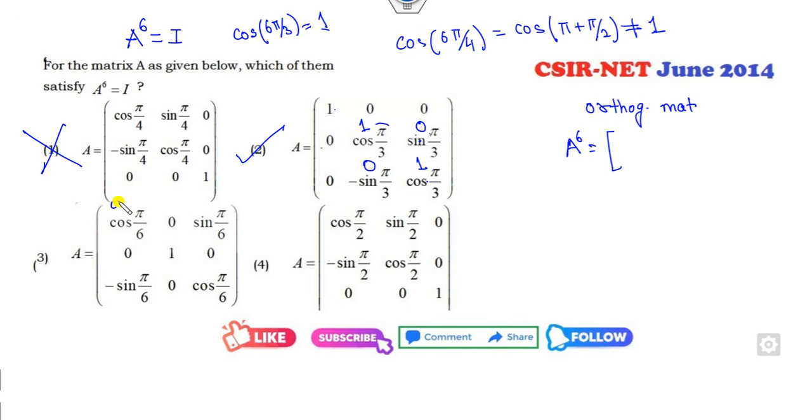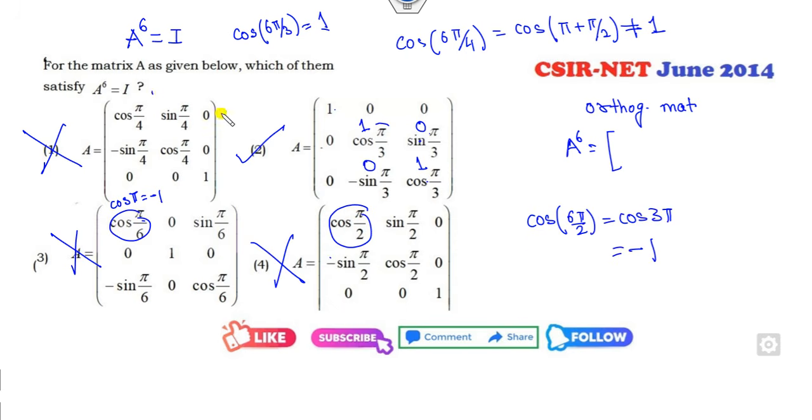Cos pi will be minus 1, but we need an identity. This option is cancelled. This number will be cos of 6 pi by 2, cos of 3 pi. Cos of 3 pi is minus 1, but we need an identity. So the right option is B, that is the right answer.